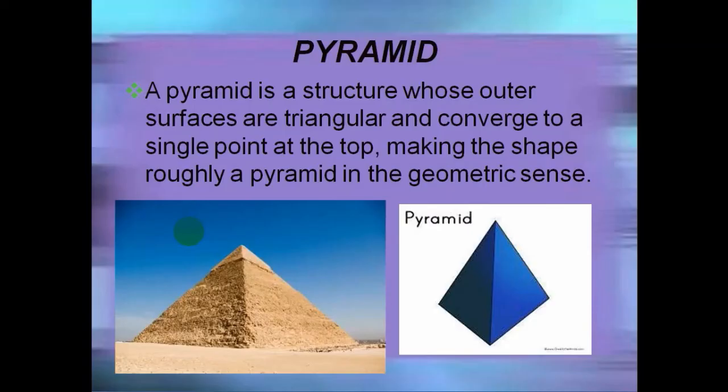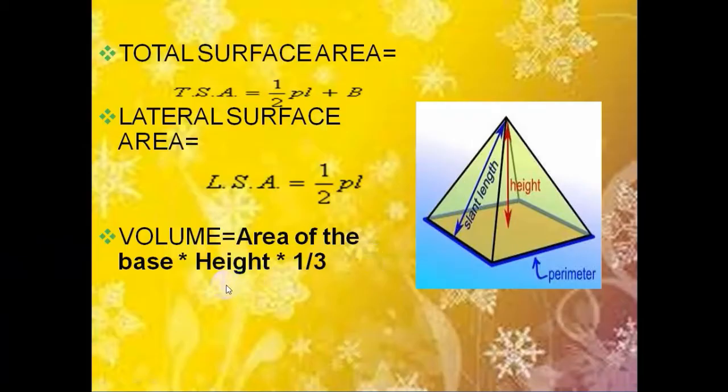Now, pyramid. A pyramid is a structure whose outer surfaces are triangular and converge to a single point at the top, making the shape roughly a pyramid in the geometric sense. You see over here, this is a pyramid shape, and now the total surface area for this shape is 1 over 2 multiplied by P L plus B.